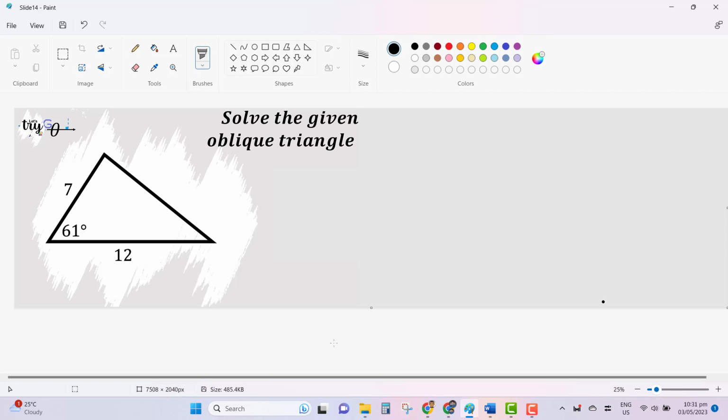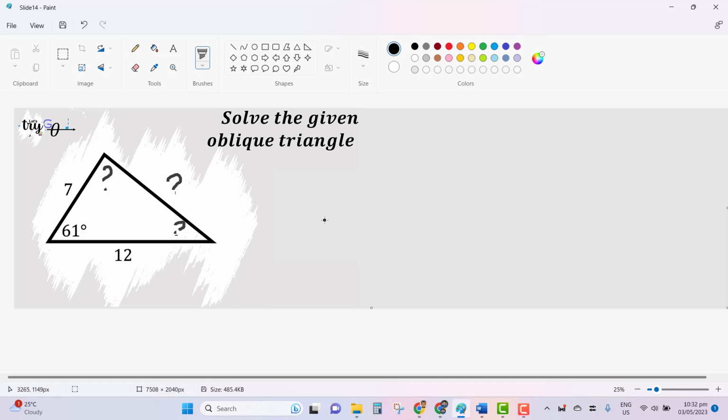Hi everyone! Here we are also asked to solve for this given oblique triangle. When you're asked to solve for the given oblique triangle, that actually means you need to give the measurements of the remaining sides or angles. In this case, we are asked to solve for this side measurement, this angle measurement, and this angle measurement here. In order for us to do that, we could actually use either law of sines or law of cosines.